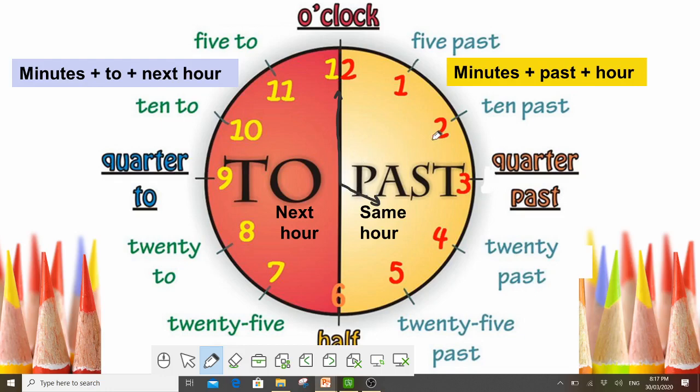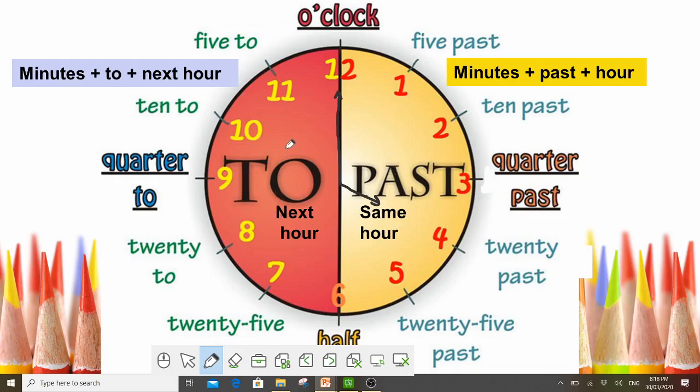10 minutes past 4 here. 15 minutes past 4 or a quarter past 4 here. 20 minutes past 4. Here 25 minutes past 4. Here half past 4. Now here I said the past is the mirror.